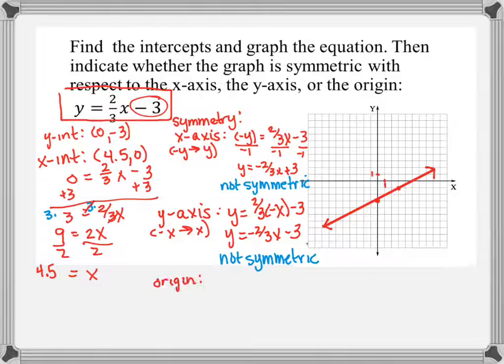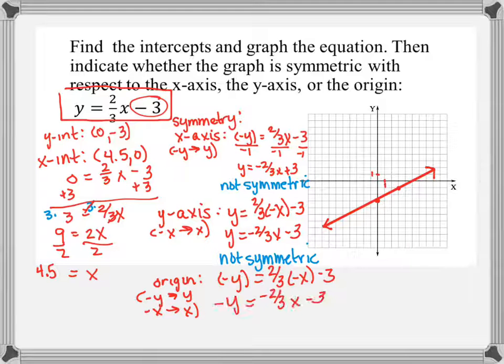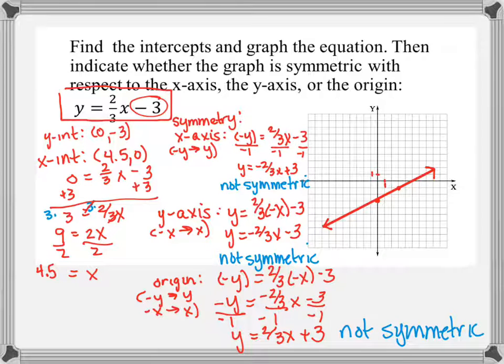Okay, there's one more type of symmetry that we're going to check, symmetry with respect to the origin. To check this, we will substitute in the opposite of y everywhere we see y, and the opposite of x everywhere we see x. And we get the opposite of y equals 2/3 times the opposite of x minus 3, where the opposite of y equals -2/3 x minus 3. Let's divide everything by -1: y equals 2/3 x plus 3. Because of that plus sign, this is not the same as the original equation. So again, this is not symmetric with respect to the origin.